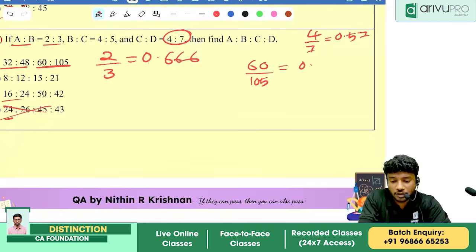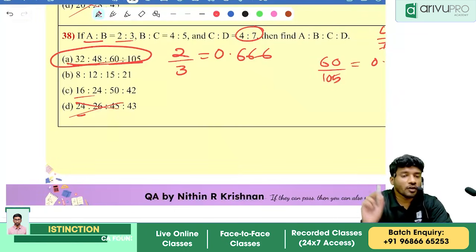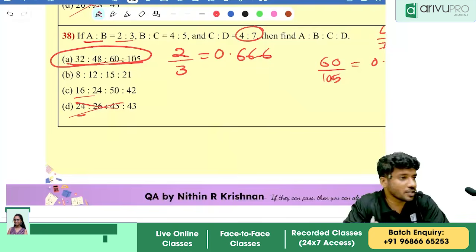This is how much? 0.571. Any other option is giving that? Only option A is giving that. So option A is your answer.